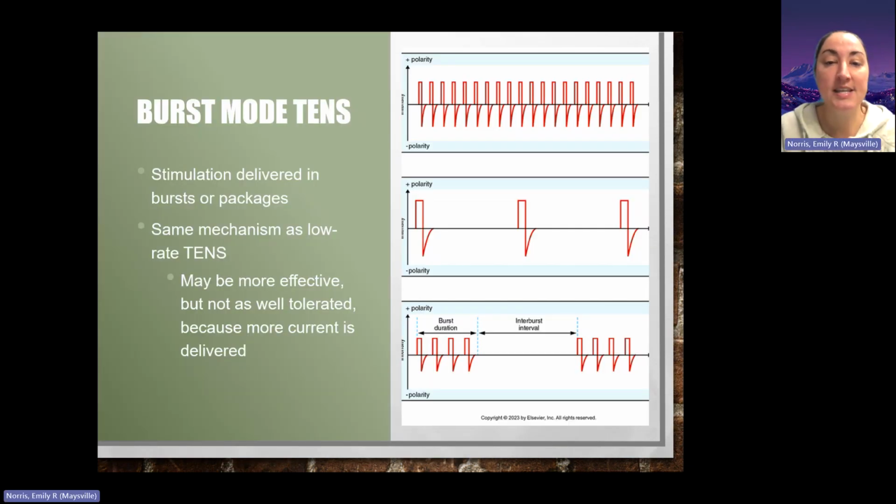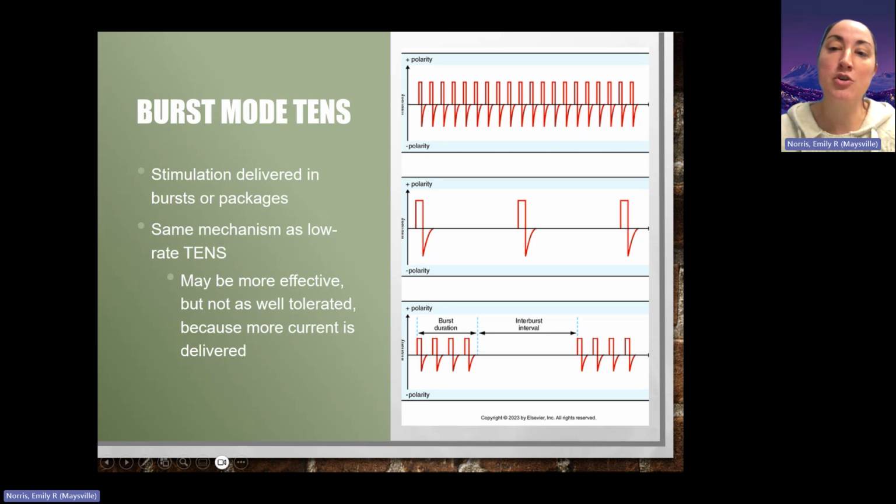Burst mode TENS, this is where the stimulation is delivered in bursts or packages. So it has the same mechanism and most of the same parameters as low rate TENS. It can be more effective, but it's typically a little more painful, not tolerated as well by the patient because of the way that the stimulation is delivered.